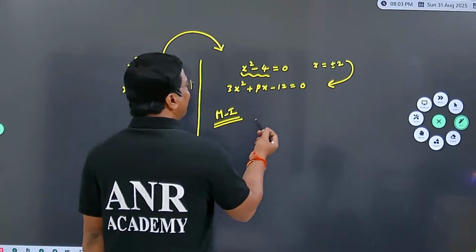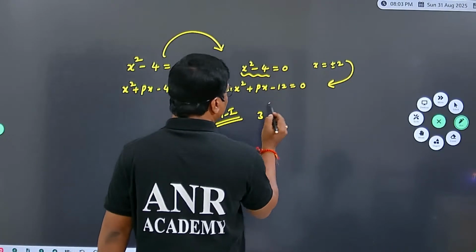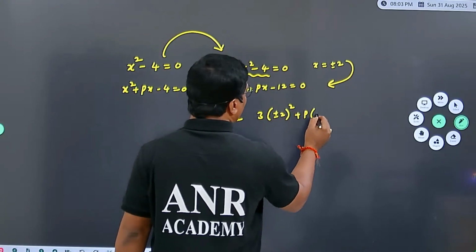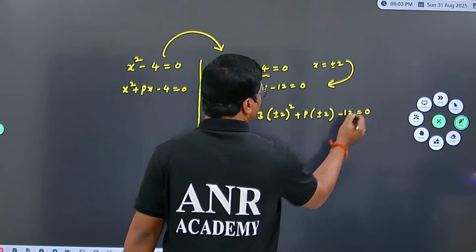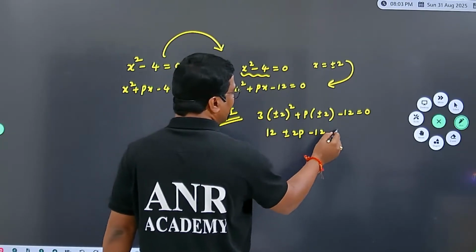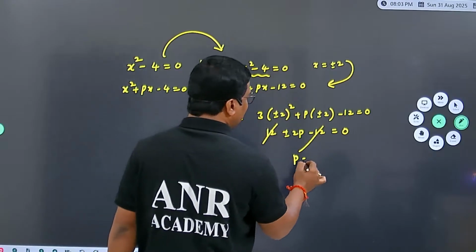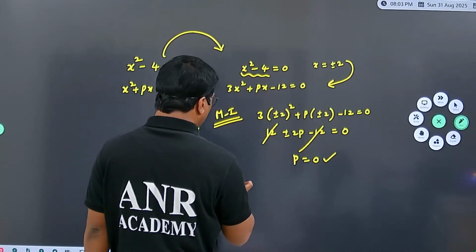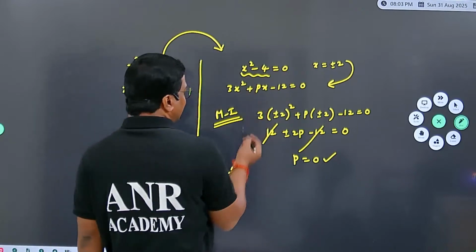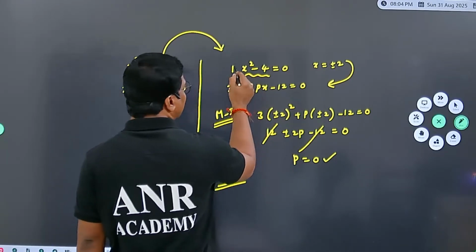Method 1, write directly the value of x equal to plus or minus 2 in this. What happens? Observe, 3 into x value plus or minus 2 whole square plus p of x value plus or minus 2 minus 12 equal to 0. This is 4. 4 into 3 is 12, plus or minus 2p minus 12 equal to 0. Plus 12 minus 12 gets cancelled, and hence the value of p equal to 0. Method 2, by method 2, here the coefficient of x square is 1, the coefficient of x square is 3.